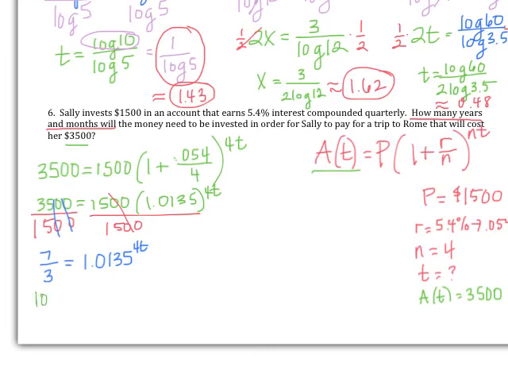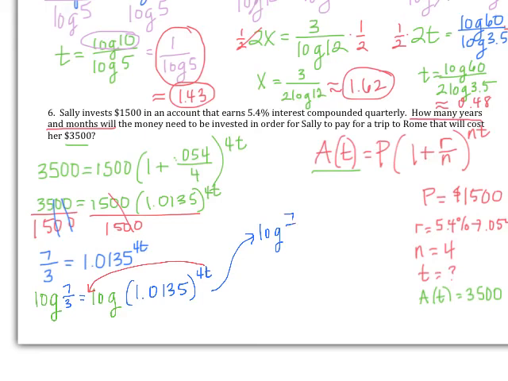I want to take the log on both sides. And I want to move the exponent to the front. So that now I have log of 7/3 equals 4t times the log of 1.0135. And then I will divide by this log on both sides. Remember that my goal is to get t by itself.